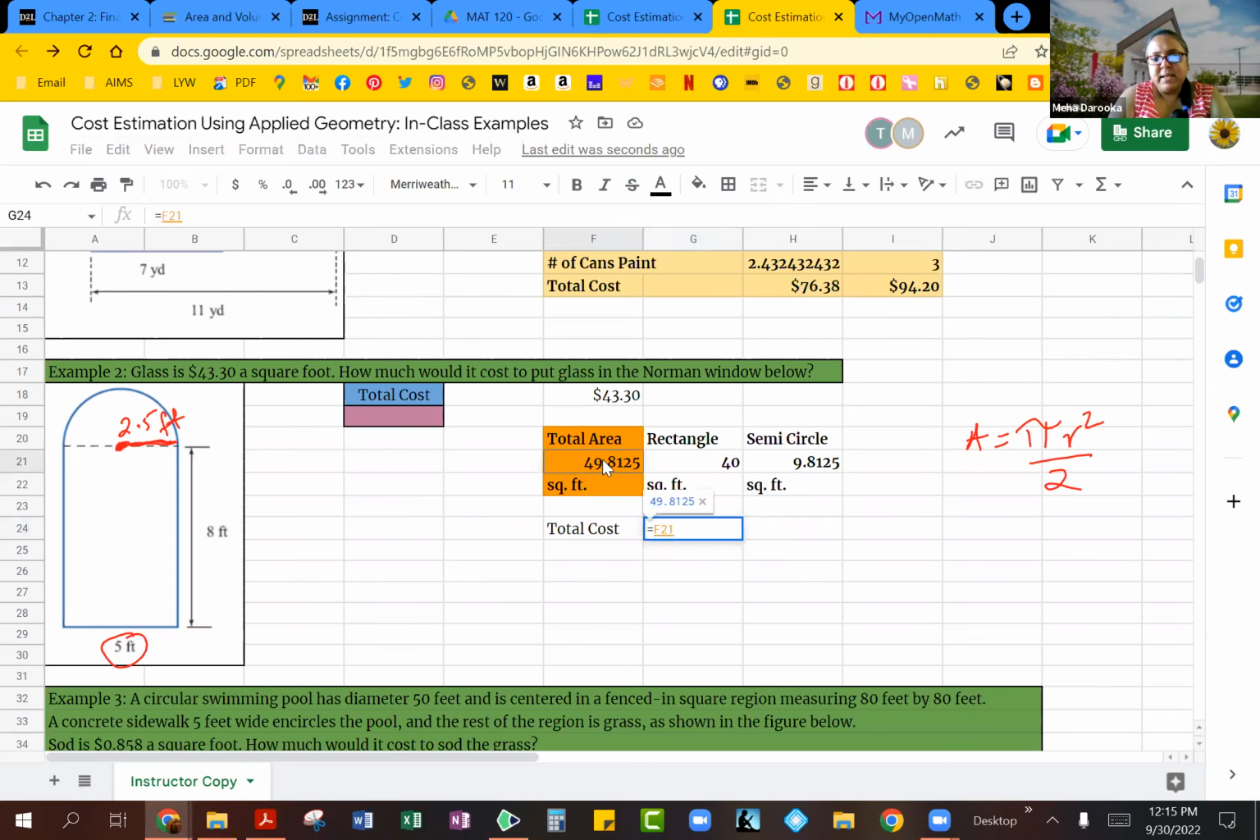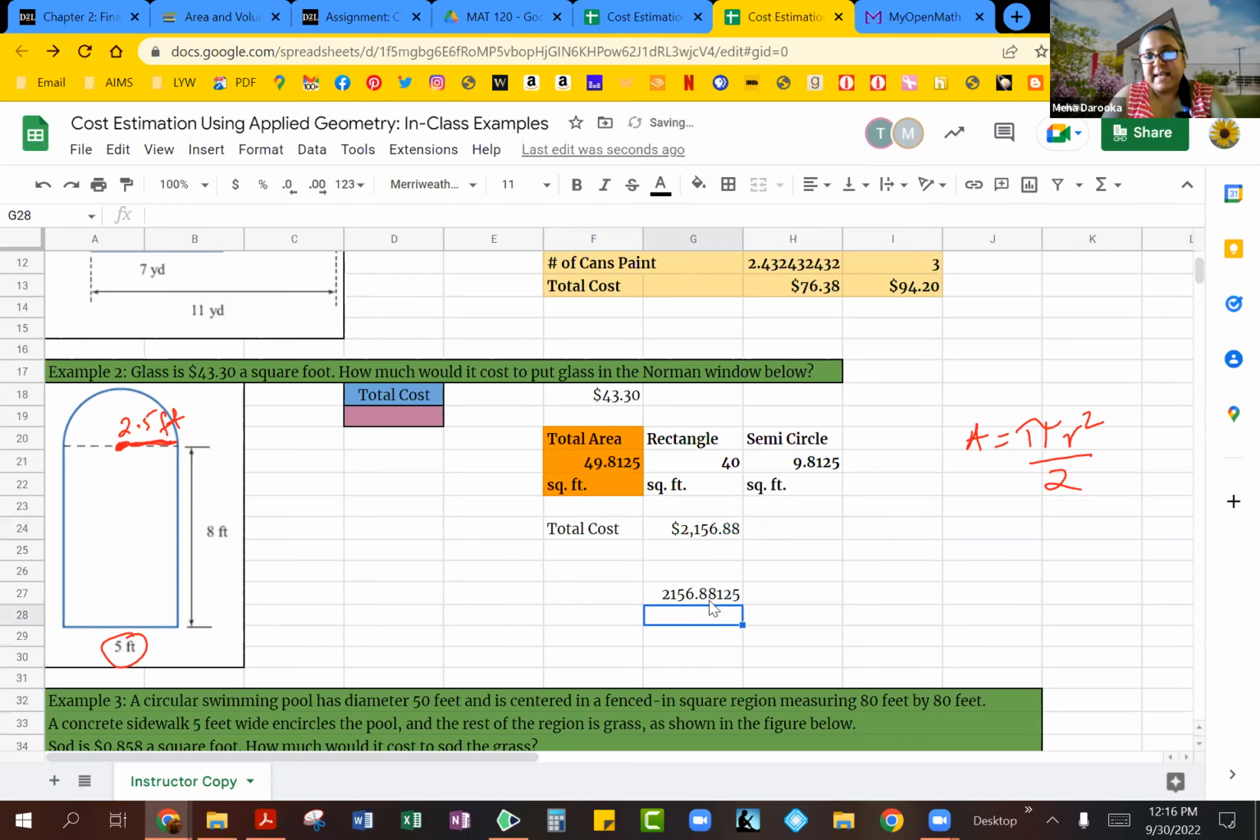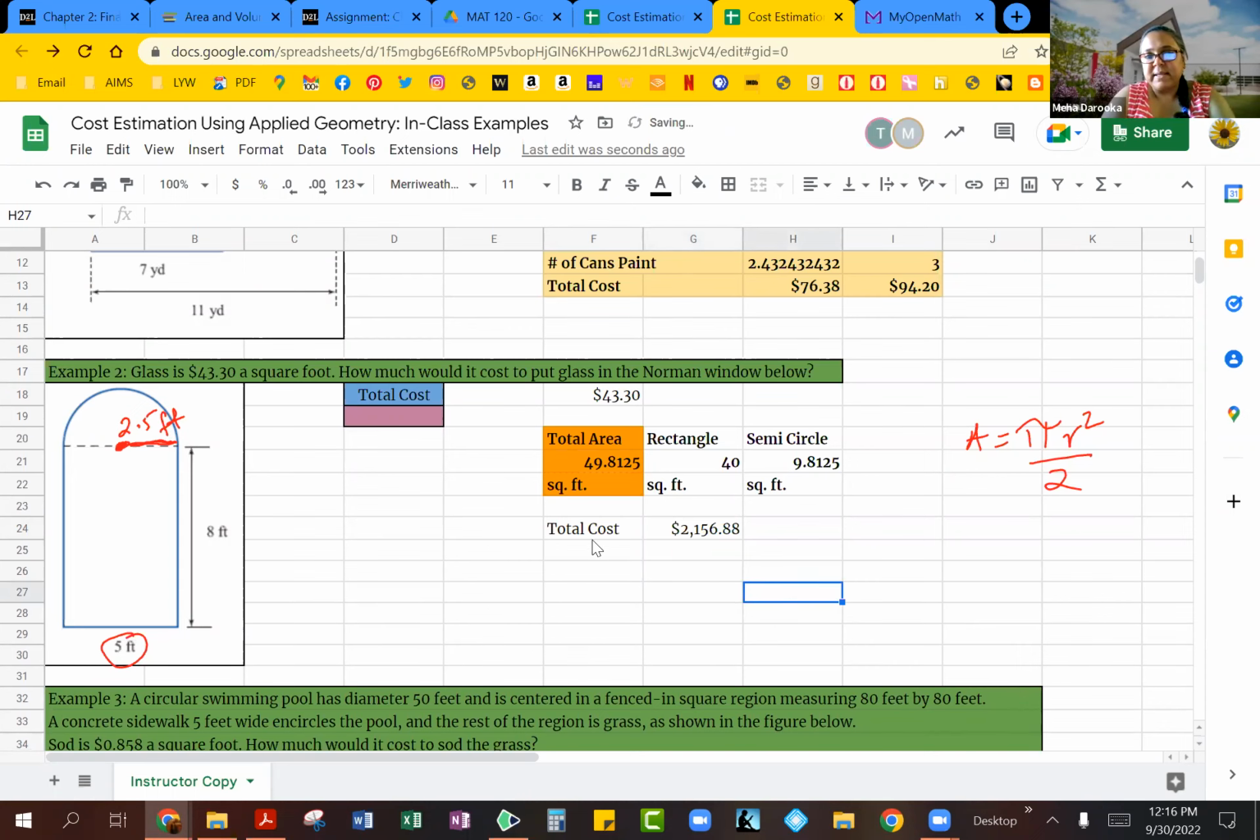So all you will do here is, again, take your square feet and multiply it by the dollar amount, because that gives you 1 square foot at 43.30. And once you convert it to a dollar amount, you will see it comes out to be $2,156.88. Now, if you just type in these two numbers in your calculator, it will give you 2,156.88125. But, obviously, since this is a dollar amount, round it to 2 decimal places, and you should have just 0.88 and nothing else afterwards.